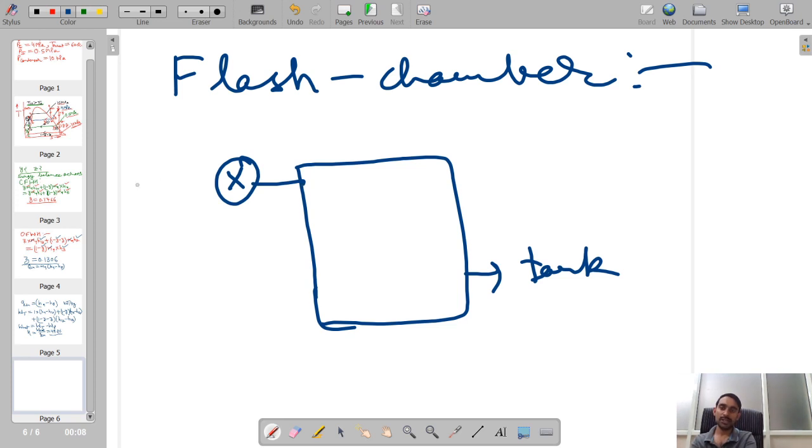Okay, so generally what is done inside the flash chamber, at the inlet of the flash chamber, say point number 1, we normally supply saturated liquid.